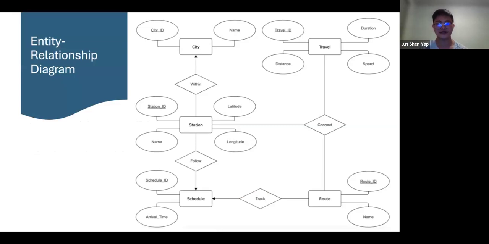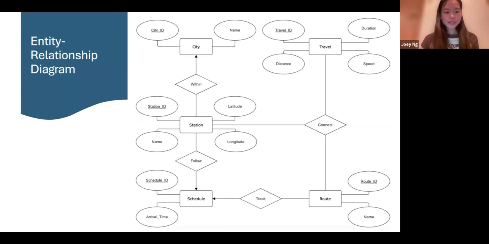I'll pass it now to Joey. Now I will talk about the entity relationship diagram. This diagram visualizes how the different entities in our system are connected and interact with each other. We have the city with the identifier city ID and the name, and it is linked to the station with a one-to-many relationship. And then the station has the station ID as the attribute and the name, and the coordinate, that is the latitude and the longitude of the station.